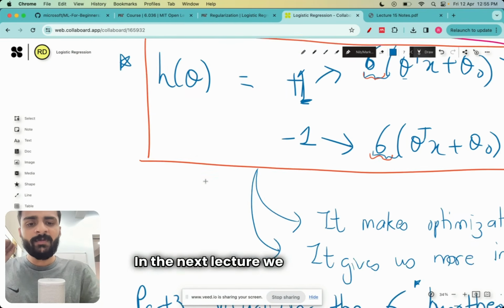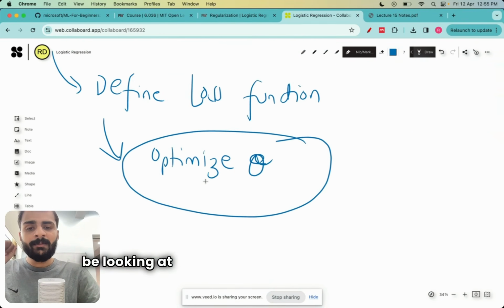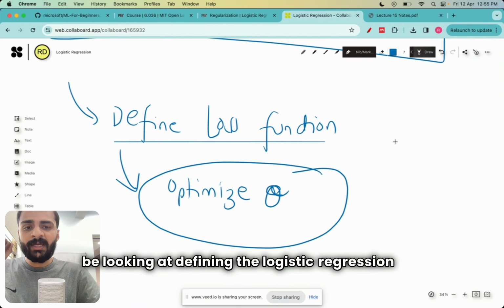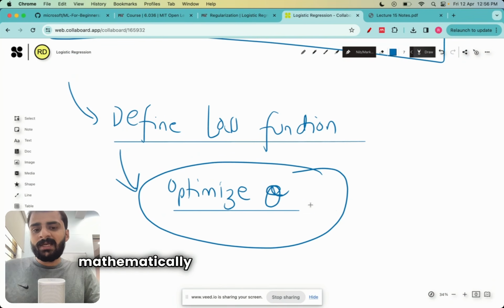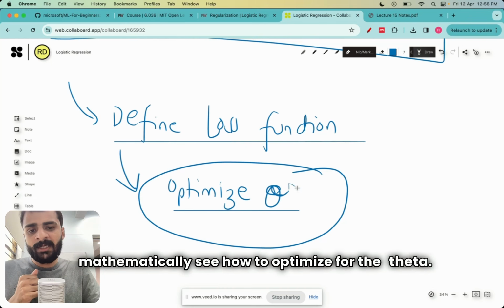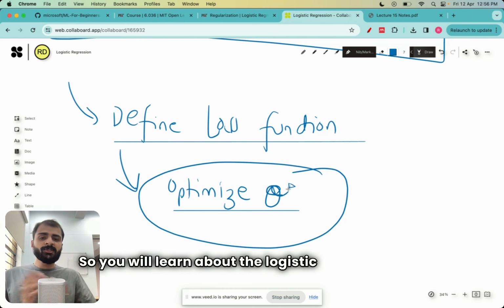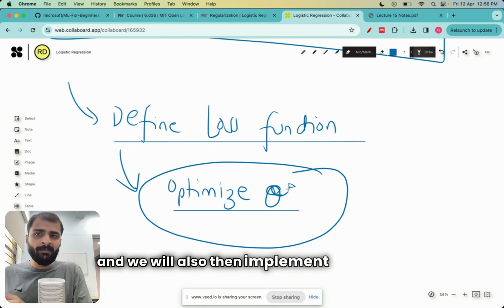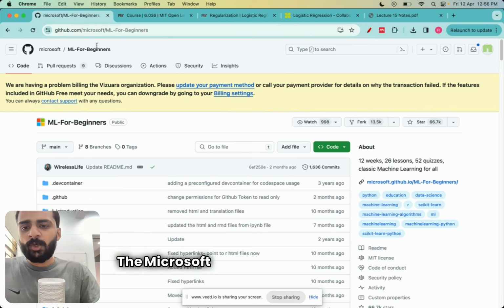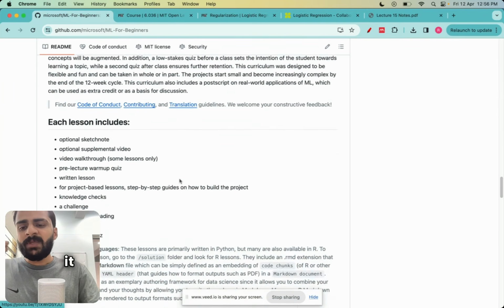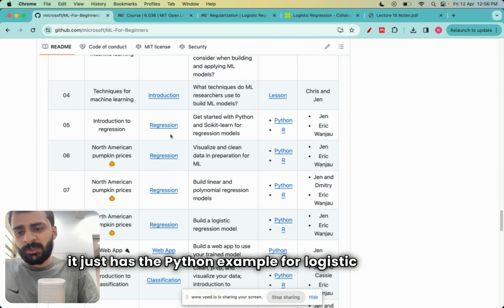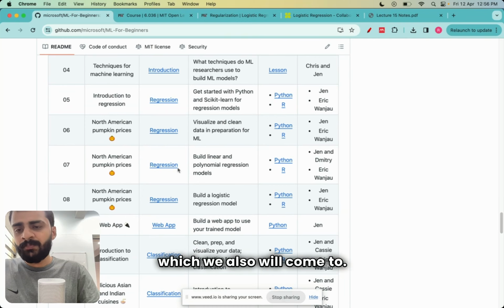In the next lecture, we are going to be looking at defining the logistic regression loss function, and then we will also mathematically see how to optimize for the theta. So you'll learn about the logistic regression loss, and we will also then implement it in Python. The Microsoft course, if you look at it, does not have any of these details at all. It just has the Python example for logistic regression, which we also will come to.